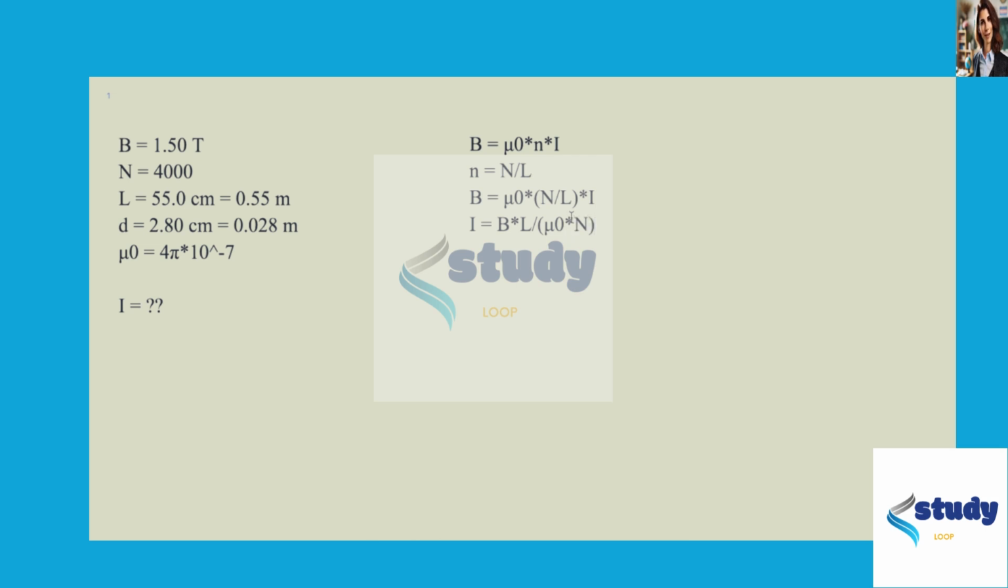So this is what we're going to calculate. We know the value of B, that's going to be 1.5 Tesla. The length is 0.55 meters. We know our mu naught over here. So that's going to give us this. And then our number of turns is 4,000. And when we calculate this, we should get that the current that we want is 41.8 amperes.